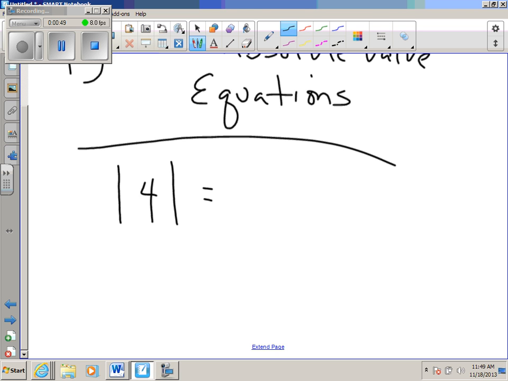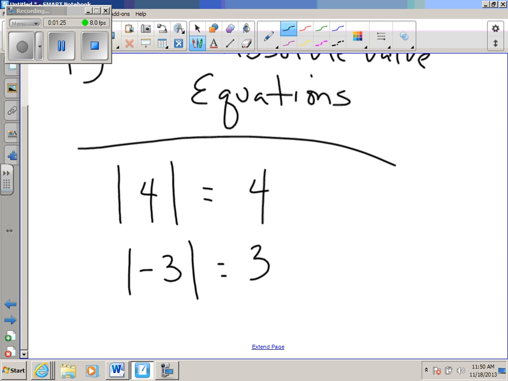What is absolute value really asking? How many places from 0 on your number line is 4? Therefore, the absolute value is 4, because 4 is 4 places from 0 on your number line. The absolute value of a negative 3, how many places from 0 is negative 3? 3.